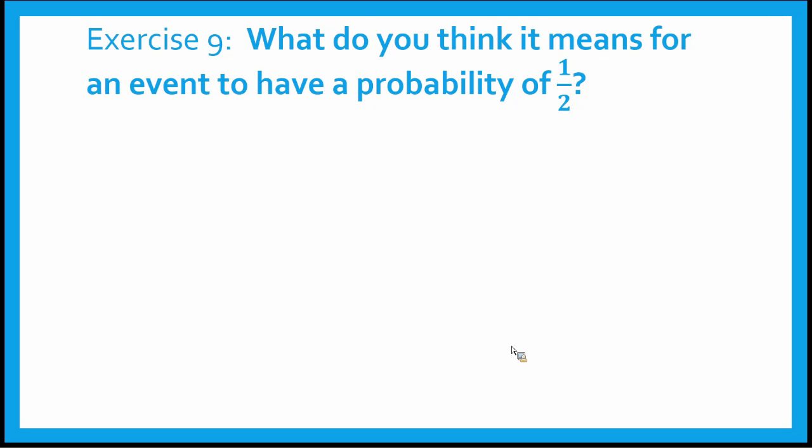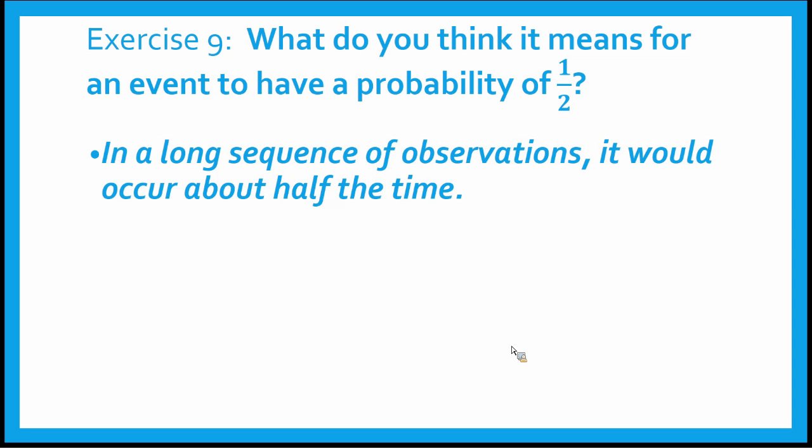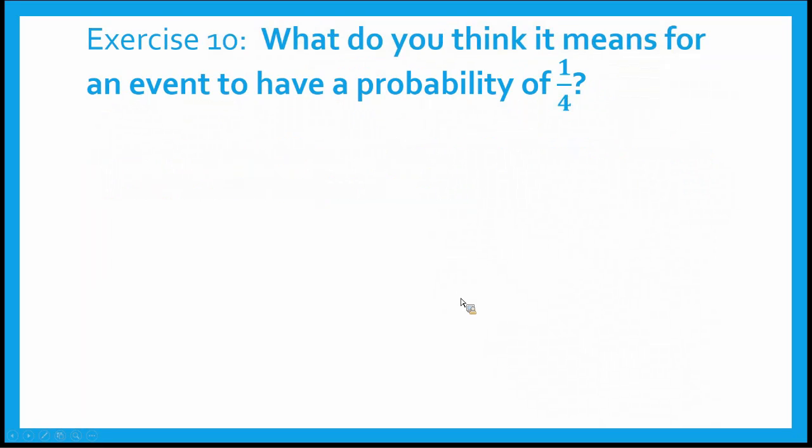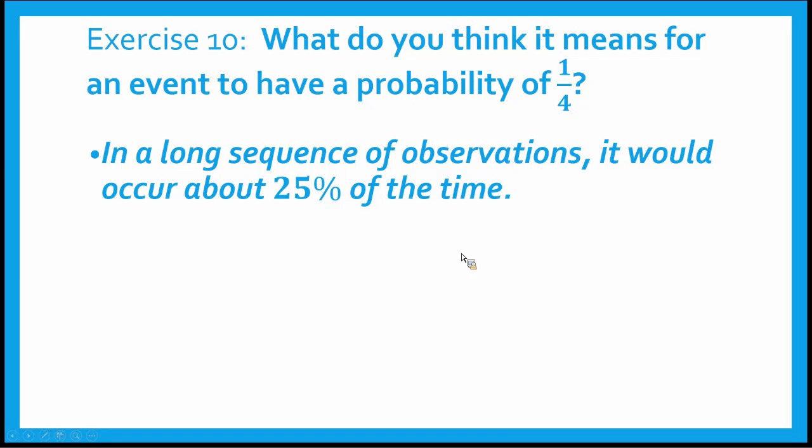Exercise 9. What do you think it means for an event to have a probability of 1/2? Well, in a long sequence of observations, it would occur about half the time. So for something to have a probability of 1/2, that event should occur half of the time. Exercise 10. What do you think it means for an event to have a probability of 1/4? Well, in a long sequence of observations, it would occur about 25% of the time.